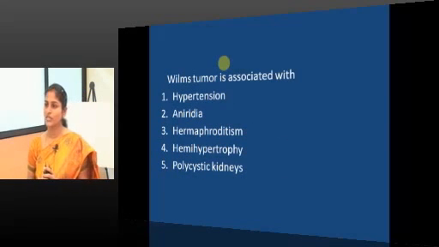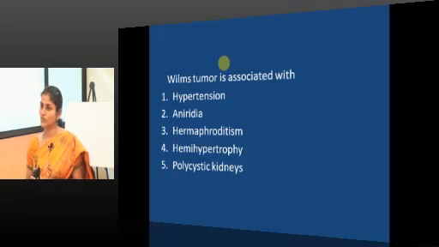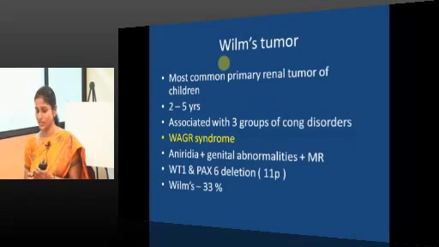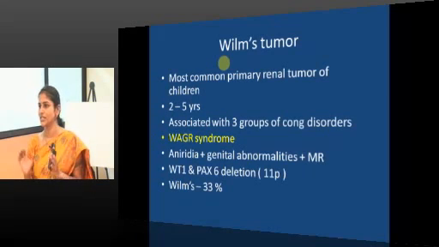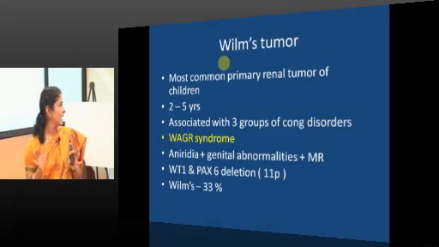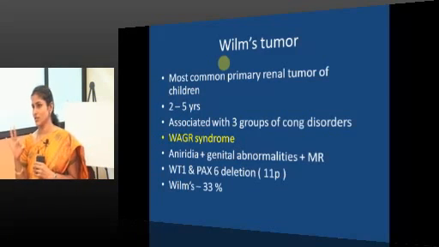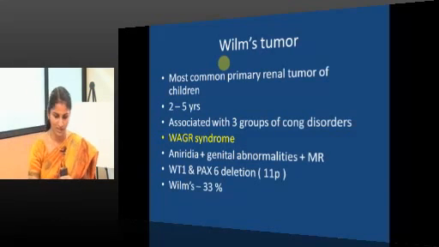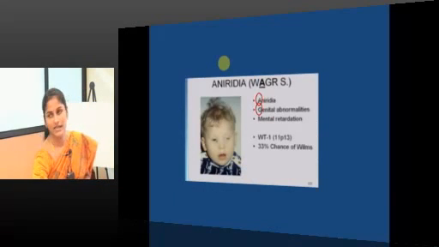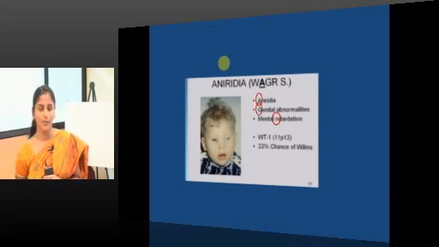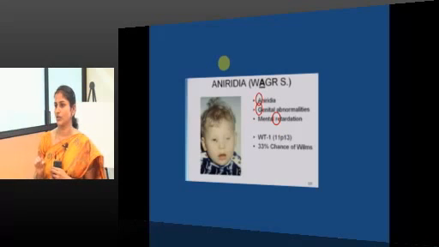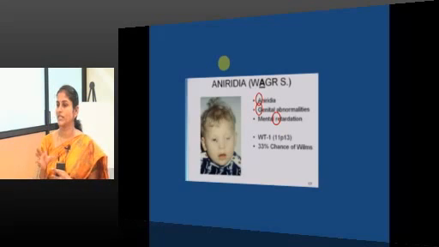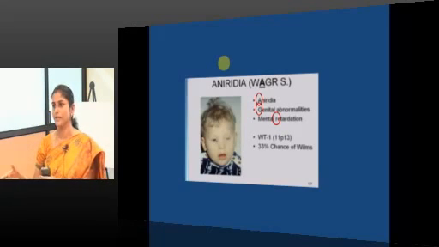Yes. So, Wilms tumor is associated with the most, we will go to the discussion, we will come back. So, the most common primary renal tumor in children would be Wilms tumor, usually affecting children between 2 to 6 years of age, and is associated with 3 known congenital disorders. One is WAGR, where Wilms is associated with aniridia, genital abnormalities and mental retardation. The genetic locus would be WT1, chromosome 11p13, and in WAGR syndrome, 33% of the patients develop Wilms tumor.